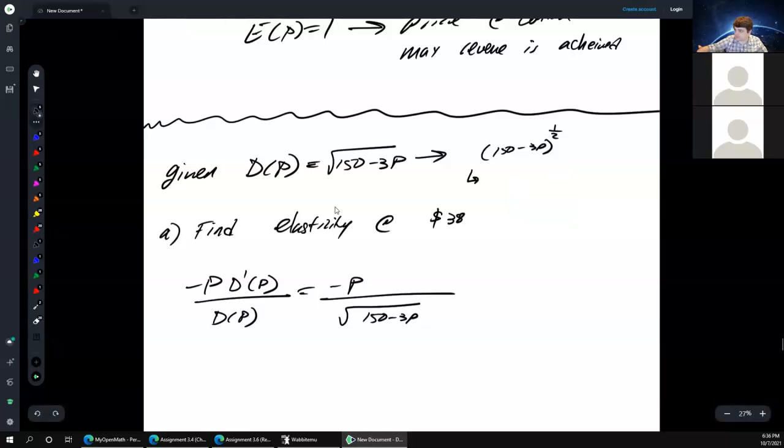So we're going to break this up into u to the 1/2 and u, which is just 150 minus 3p. And we're just going to take our two derivatives. So our first derivative of this first piece would be 1/2 u to the negative 1/2, and so that's just 1/2 times the square root of u. And the derivative of the bottom here is just going to be -3.